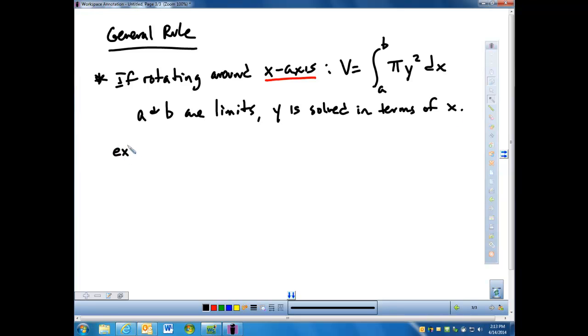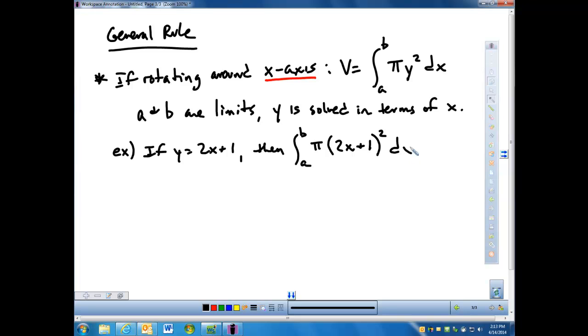So for example, if y equals 2x plus 1, then we would write the function as the integral from a to b of pi times, in parentheses, 2x plus 1, squared dx. So you can see all of your letters actually go with each other. They all agree with each other. So it's not y we're plugging in there, but whatever the function is for y.